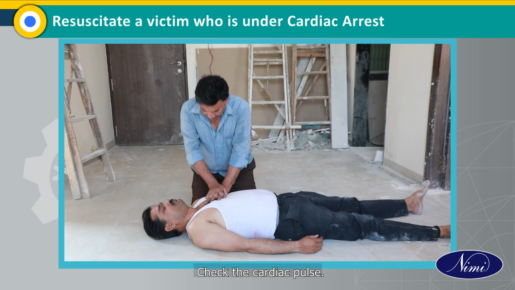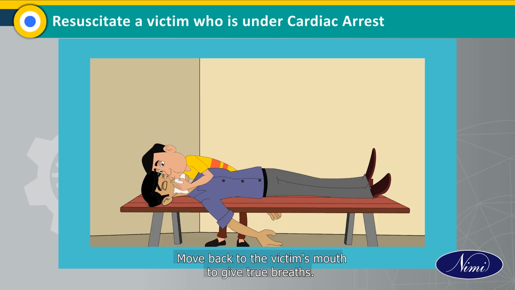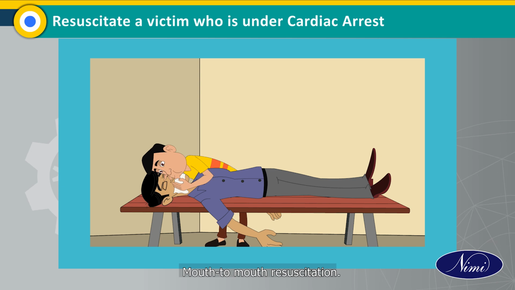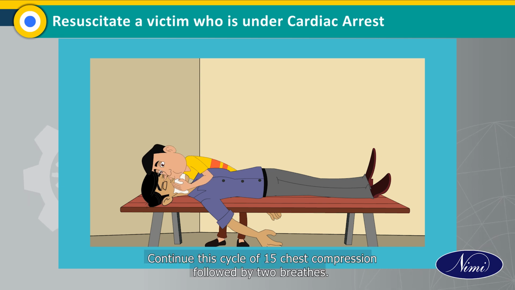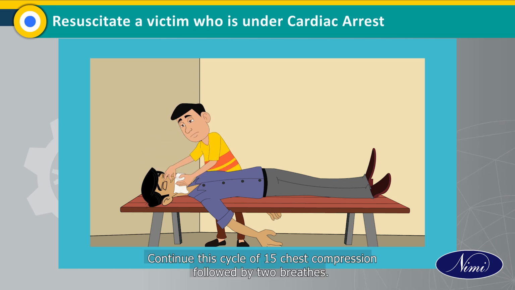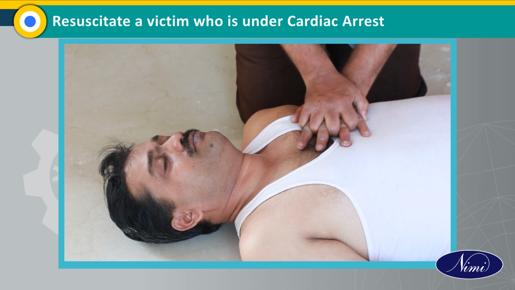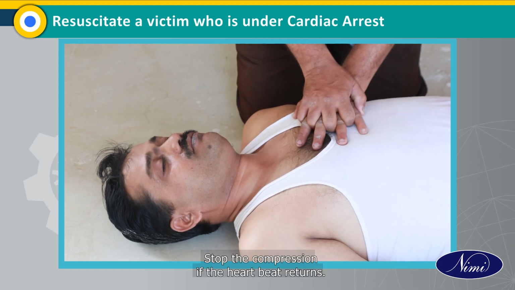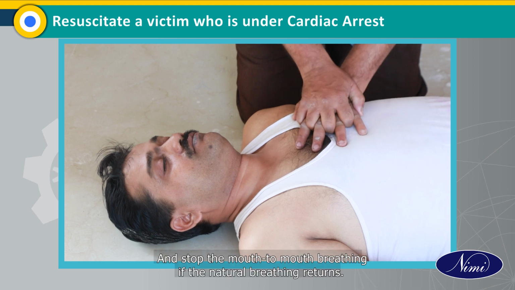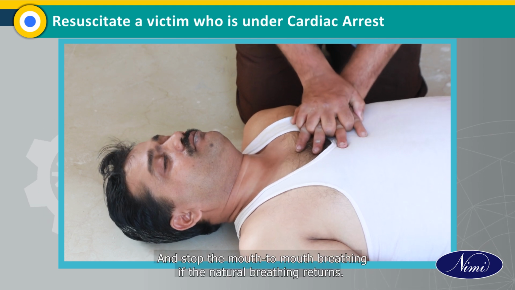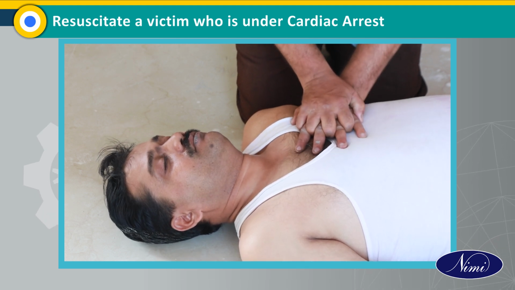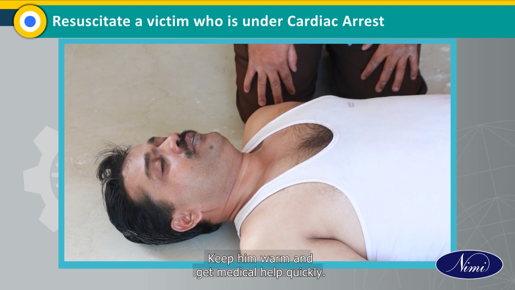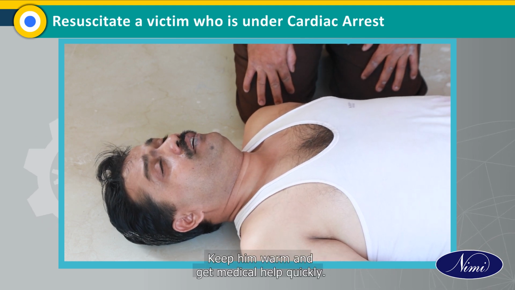Check the cardiac pulse. Move back to the victim's mouth to give two breaths, mouth-to-mouth resuscitation. Continue this cycle of 15 chest compressions followed by 2 breaths. Check the pulse frequently. Stop the compressions if the heartbeat returns and stop the mouth-to-mouth breathing if natural breathing returns. Place the victim in the recovery position as shown. Keep him warm and get medical help quickly.